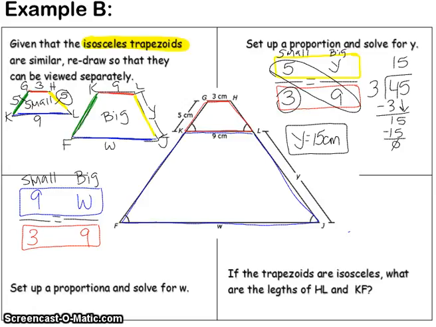So I need to cross multiply and divide. 9 times 9, which gives you 81, and divide by 3. 3 goes into 8 2 times. And 3 goes into 21 7 times.